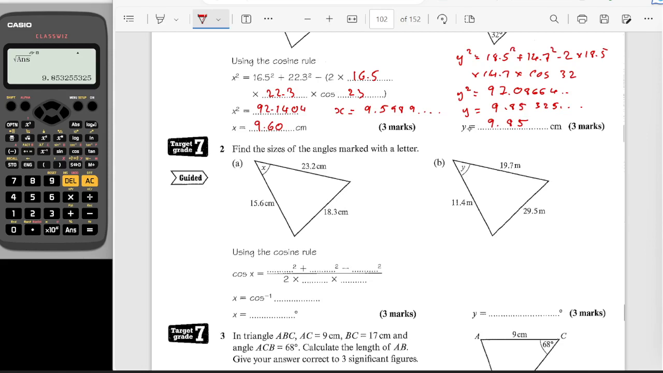So we'll use that. So I tend to put the longest of the two, so it's going to be the opposite here, and then the other two either way around. I tend to do the largest first, but that's my personal preference. It doesn't affect my answer. And 15.6 there. And they've gone straight to cos to the minus 1, which is great.